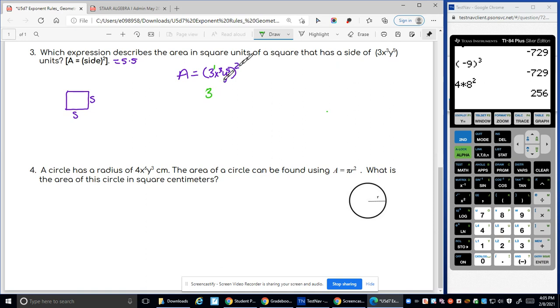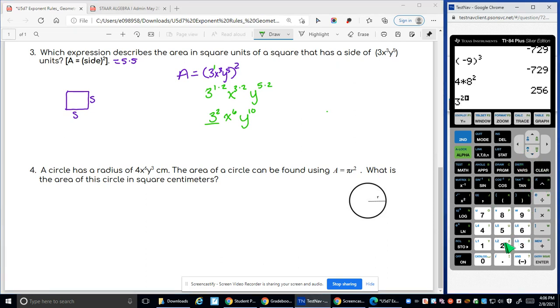So that becomes 3 to the power of 1 times 2, x to the power of 3 times 2, y to the power of 5 times 2. I'm going to continue to clean this up. 3 squared, x to the 6th power, and y to the 10th. Now I'm going to toss that in my calculator. You can put it in your brain too. That works. 3 to the 2nd power, and we're looking at 9. And so that is 9x to the 6th power, y to the 10th is the area of our little square.